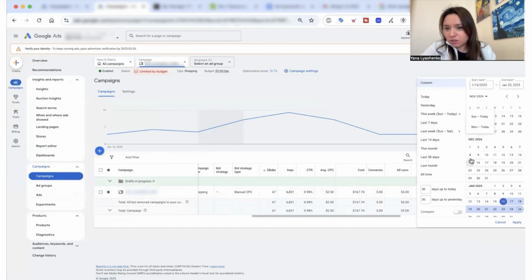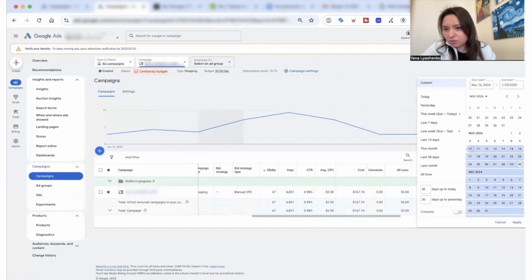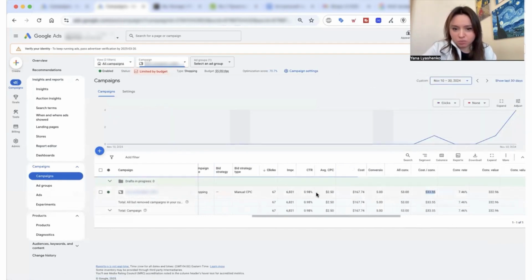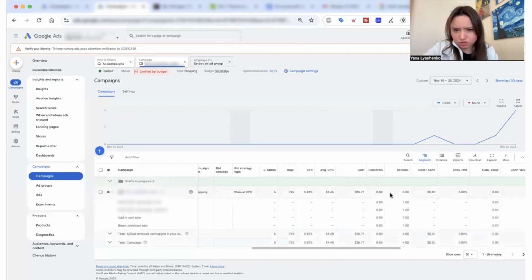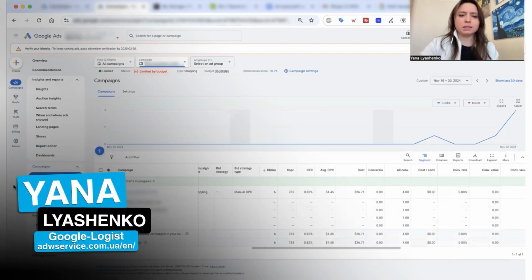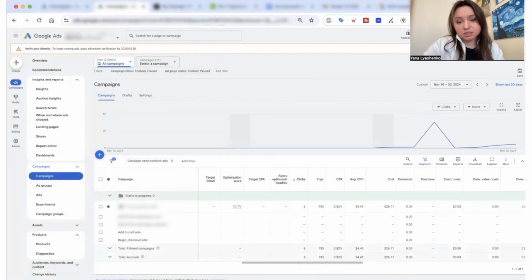The first time period for us is, for example, if we take November. We're spending money. We spent $26. We didn't get any purchases, but there were probably some add to carts. We can check that now. There were no purchases. Well, there was an add to cart, a begin checkout, and that's it. But even here, there were no purchases. So this is an example of not super successful cases, but at least they're honest.